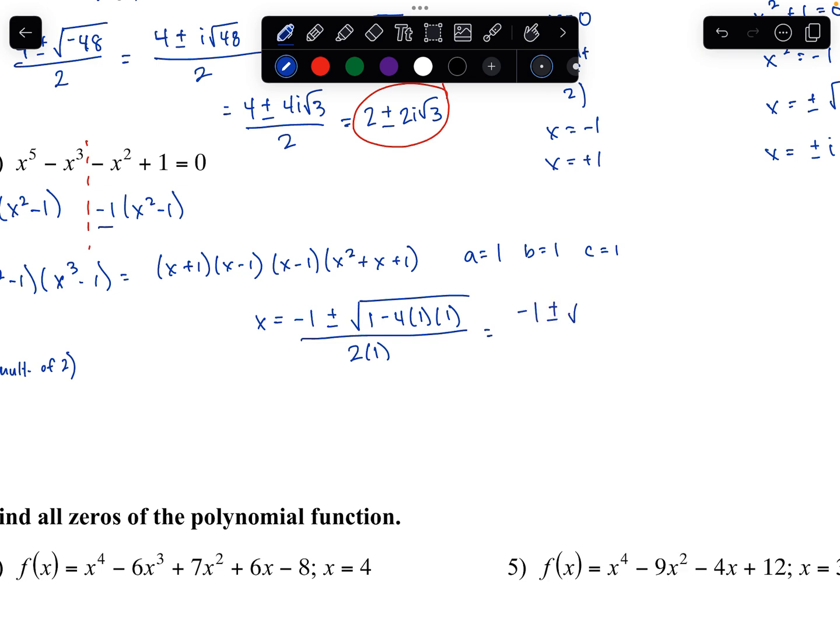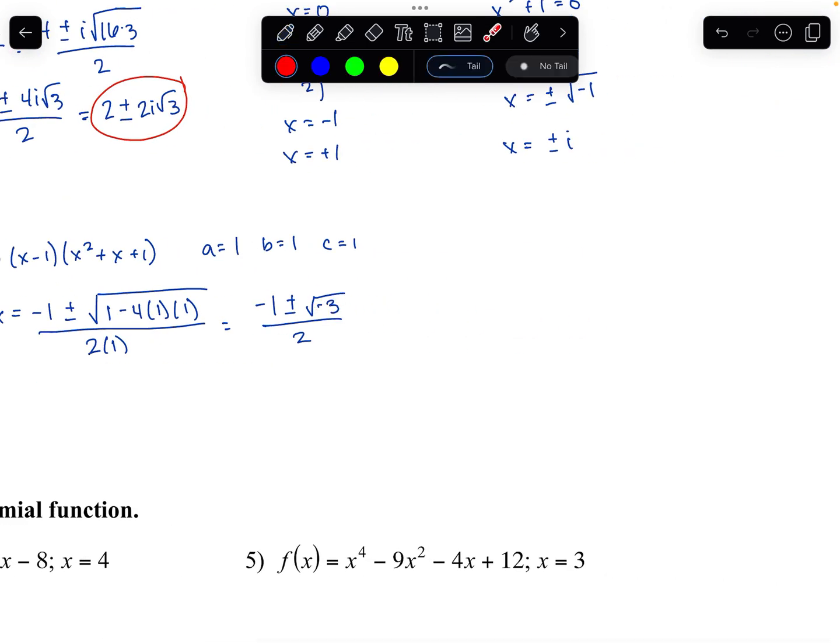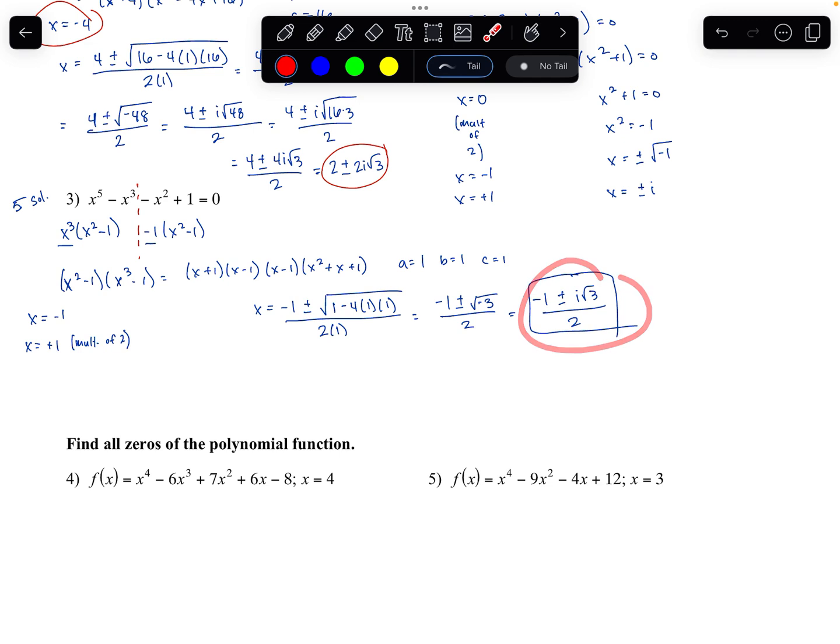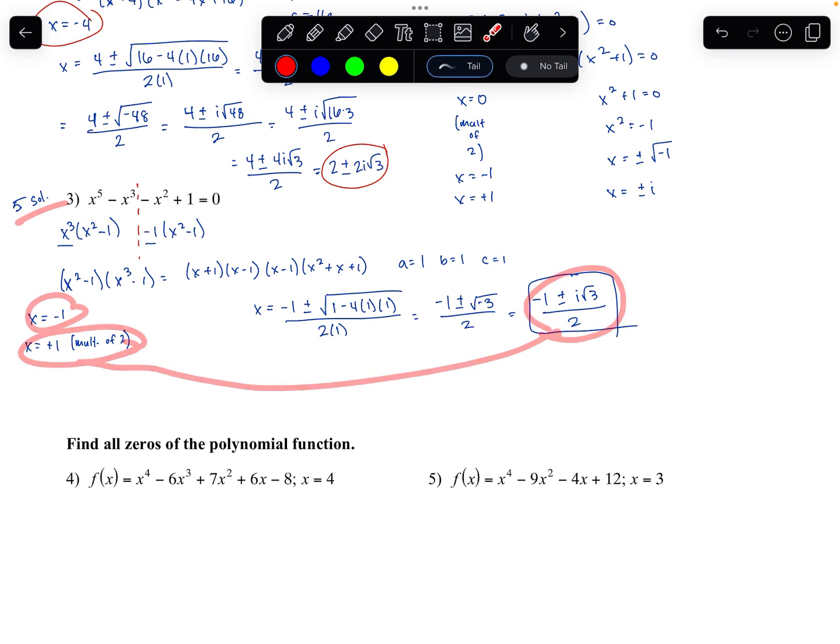So this shouldn't be too hard to simplify. So -1 plus or minus, we're going to have 1 minus 4, which is just going to be -3. Okay, all over 2. Deal with the negative in the radical here by factoring out that i. So -1 plus or minus, we're going to say i square root of 3 over 2. And there's nothing else I can do to simplify that, so there we go. So there's two solutions right here, because we can add or we can subtract that term right there. So we have 2, 3, 4, and 5. So there's all 5 solutions.